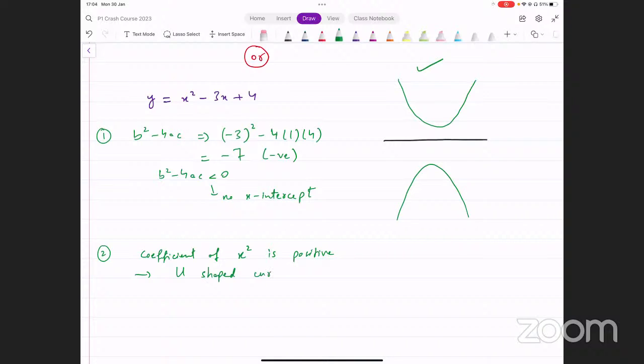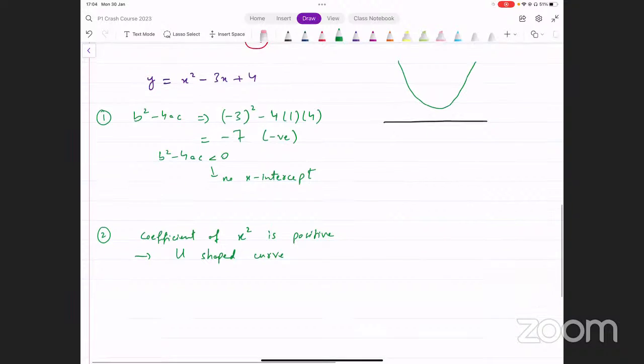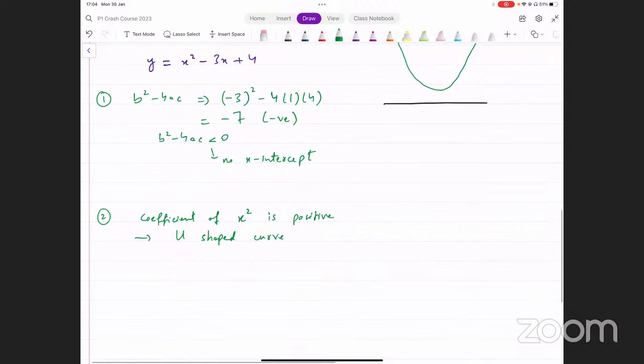Now, if it's a U-shaped curve and it does not intersect with the x-axis, there's only one possibility: the whole curve lies above the x-axis. So these two things together mean that the whole curve lies above the x-axis. Because there are no x-intercepts and it's a U-shaped curve, it has to lie above the x-axis.